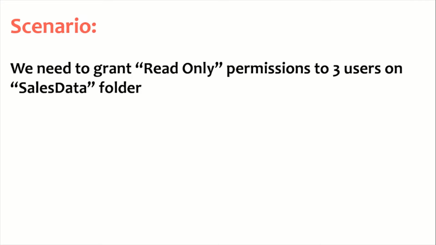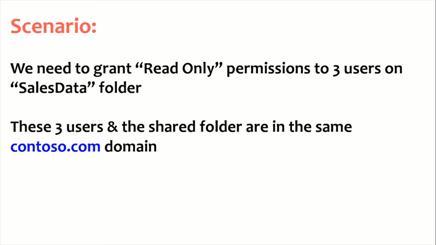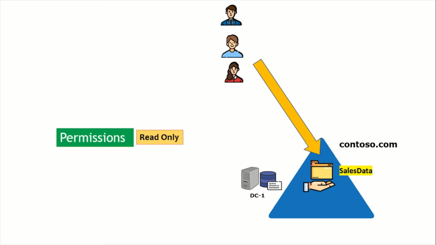So let's take a scenario. The scenario is we need to grant read-only permissions to 3 users on the sales data folder. And these 3 users and the shared data folder are in the same contoso.com domain. So this is the scenario somewhat. So these are the 3 users who want to access the sales data folder, and permissions should be read only. So how to accomplish this task? So we will use one of the best strategies, that is AGDLP or IGDLA.